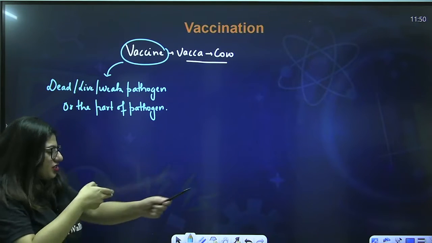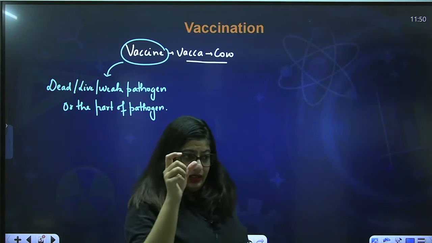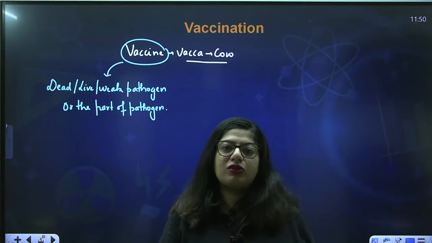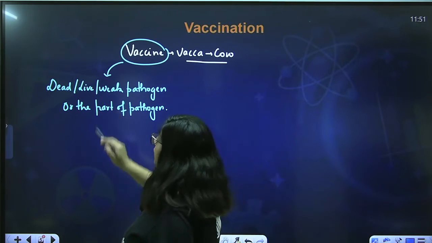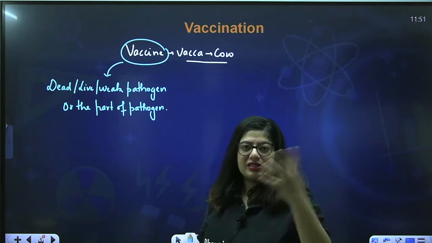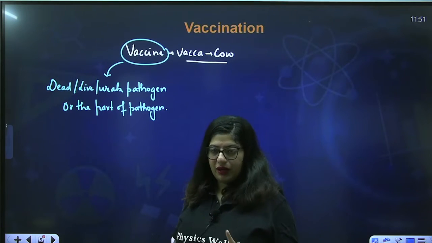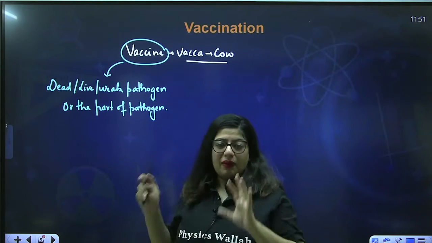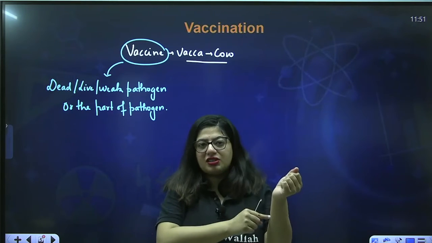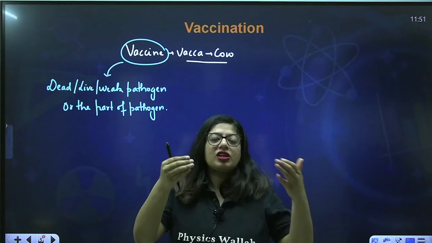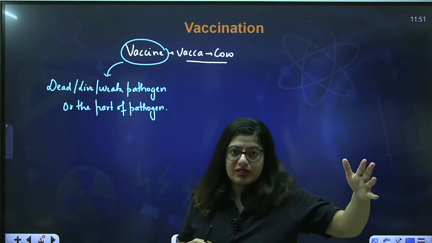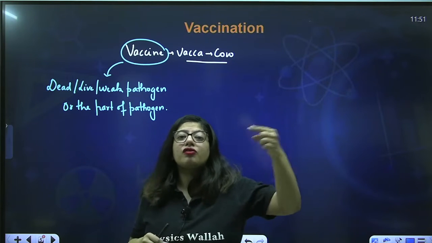So whatever injection they are giving you, it can either be a part of the pathogen or the complete pathogen, but the pathogen will either be dead, or if it is live, then it will be weak. So it can be a part of the pathogen, a dead part of the pathogen, or a dead pathogen. When it gets injected inside your body, you are artificially exposed to the antigen of the pathogen. Now the body thinks the pathogen is there, right? But it is too weak to cause you a disease.